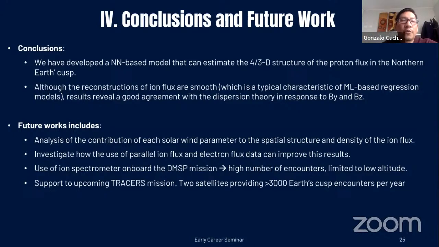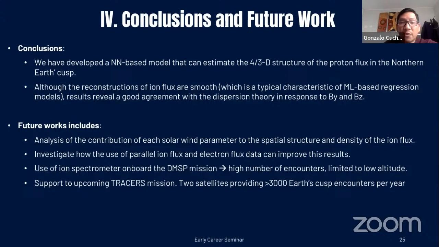So the future work includes the analysis of the contribution of each solar wind parameter. I have done it only with By and Bz, but the density and velocity can also contribute to the spatial structure and density of the ion flux, and that's what is coming next. Then we would like to investigate how to use the parallel ion flux and also the electron flux, since they can improve our results, as they provide sharp features for the identification of the cusp.